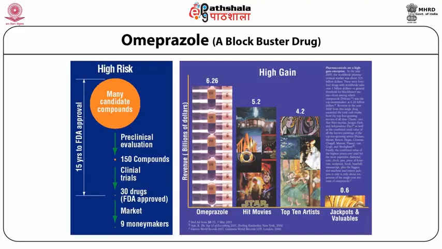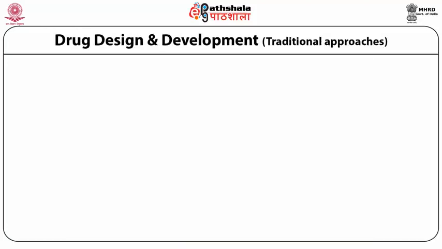As I discussed earlier also, we start with 10,000 molecules and reach hardly one molecule which may or may not be a successful drug. So in turn, we can say drug designing is a little tricky and tedious process. We can divide the drug designing and development part into two types depending on the approaches that we make. First one is the traditional approach and the second one is the rational approach.